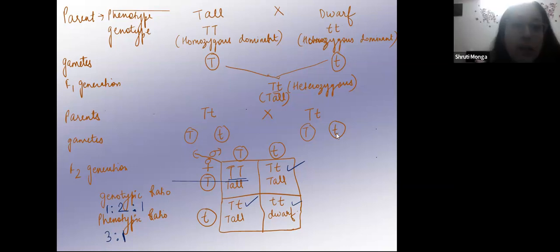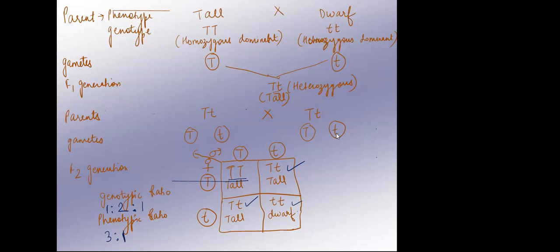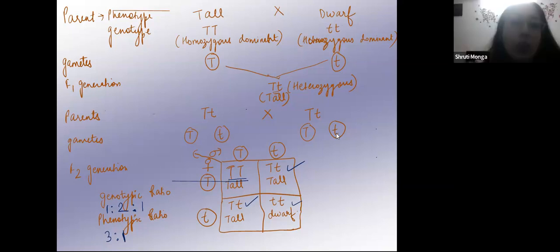Because it has marks. According to the way you represent it, only then will you be awarded marks. So be very particular in making the cross. Ma'am, so after generation, what will the offspring be? It'll be tall, right? Capital T, small t. F2?